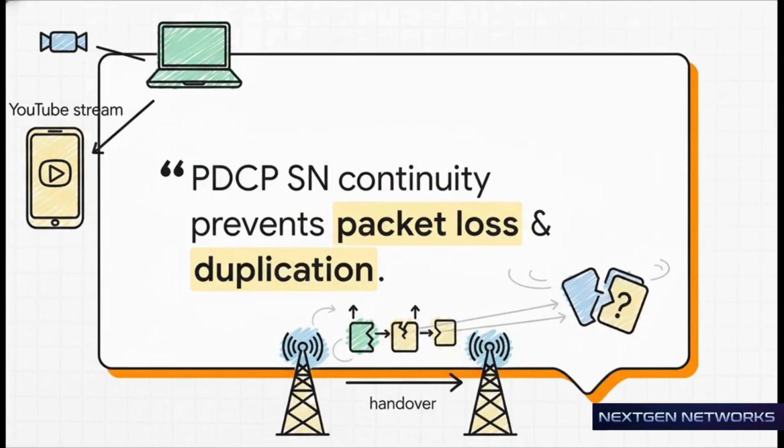And why does all this matter so much? Well, this is the entire reason your YouTube stream or your Zoom call survives a handover. By keeping that sequence number going continuously across the handover, PDCP prevents the packet loss and duplication that would totally confuse your apps and cause them to stall out or just disconnect completely.